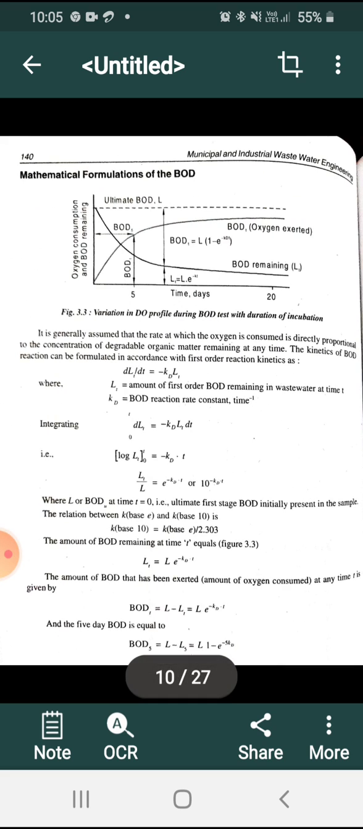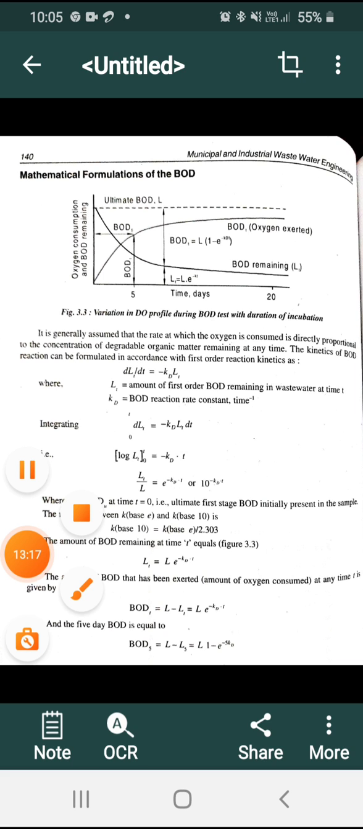Okay, next I will show you another one. This is a mathematical formulation of the BOD. So this topic, this experiment concerned to BOD determination. See how the formulas are developed.